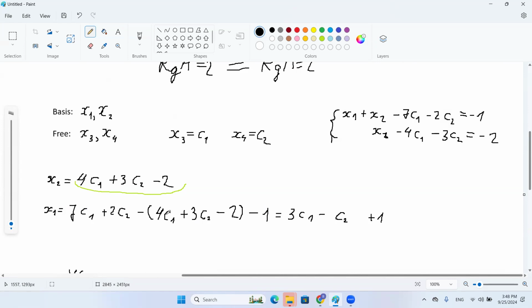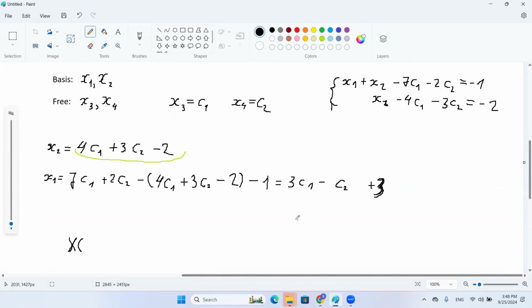And so minus 3c1 minus c2 plus 3. And someone didn't see it. Okay. So now it seems everything is correct.